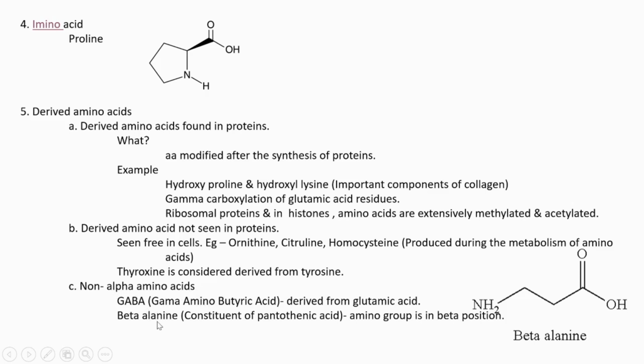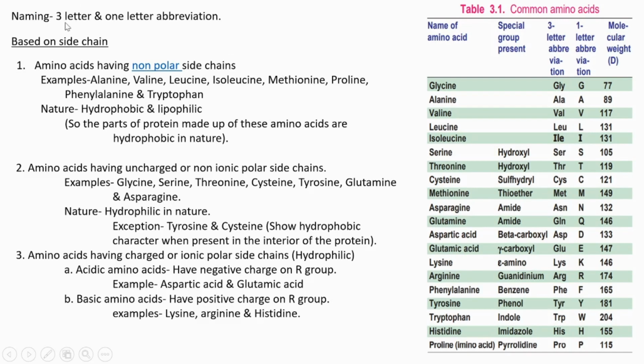Examples are GABA and beta-alanine. The beta-alanine structure is given here. Look at this picture. Here the amino group is attached to the beta carbon, not the alpha carbon. Next, how are we naming these amino acids? Naming is done by giving three letters, and sometimes we can also name these amino acids using single letters.